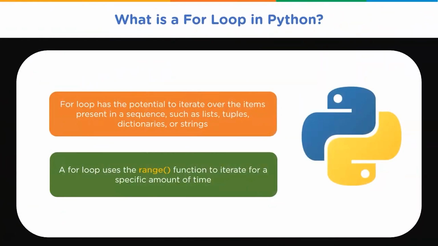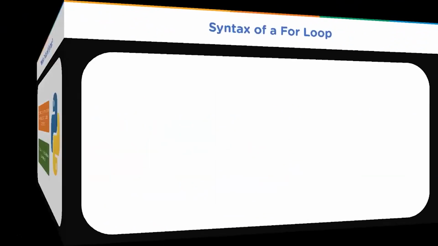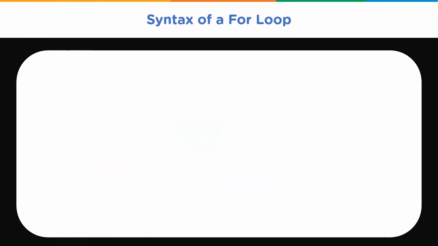A for loop in Python is used to iterate over the items or elements present in a sequence. The items present in a sequence can be in the form of a list, tuple, dictionary, or even a string. A for loop in Python uses the range function to iterate over a specific number of times. Now let's have a look at the syntax of a for loop.